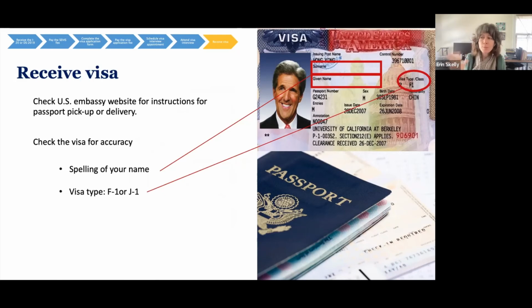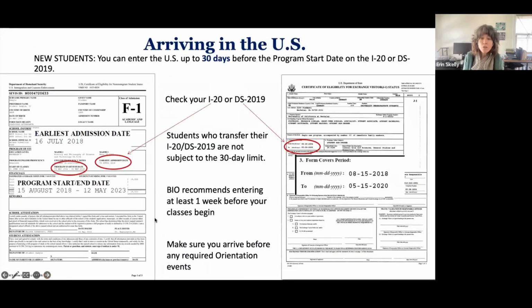Other visa categories might be different, but for the F1 or J1 visa, it doesn't matter if it expires while you're in the US, as long as your other documents are valid and you're still properly maintaining status by being enrolled full-time and being a full-time student.